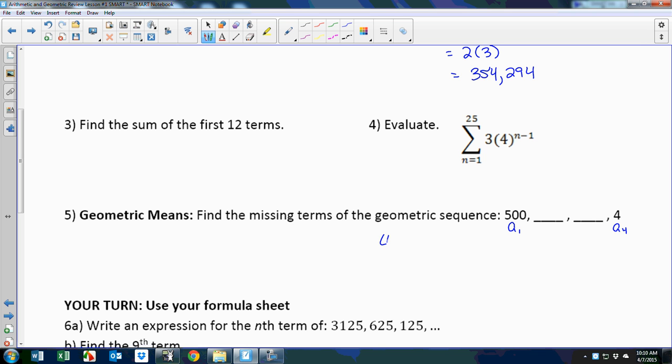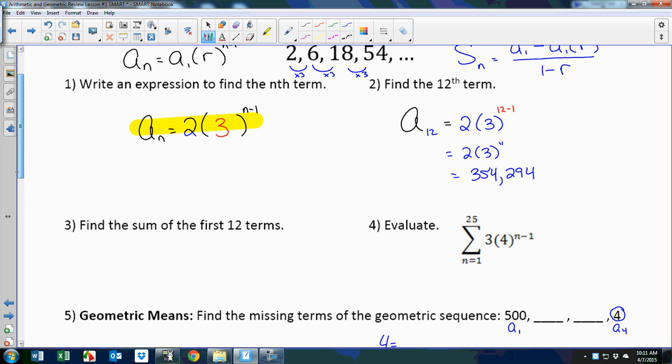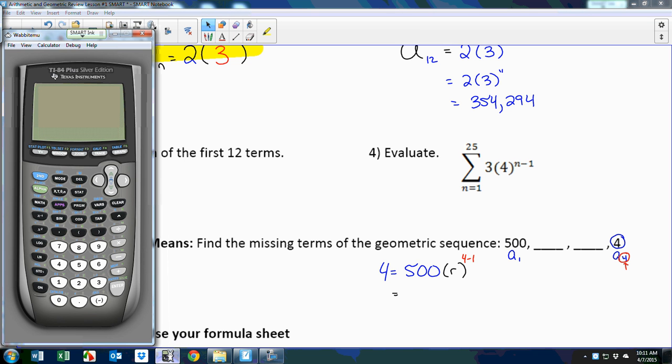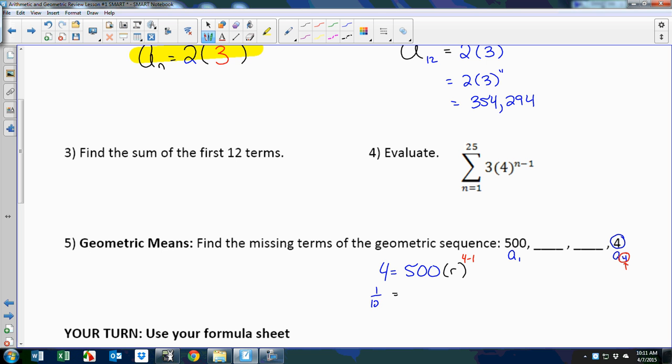We'll put this 4 in the a sub 4 spot on the left side of the formula. The first term, 500, goes here. We don't know R, so that's going to stay R. But we do know that 4, coincidentally, is the fourth term. That n value 4 goes in the exponent, 4 minus 1. Then we solve for R. The first step would be to divide by 500 on both sides. When you divide 4 by 500, I'll model that: 4 divided by 500, math, enter, enter. You get the fraction 1 over 125. So 1 over 125 equals R to the 4 minus 1, which is R cubed.